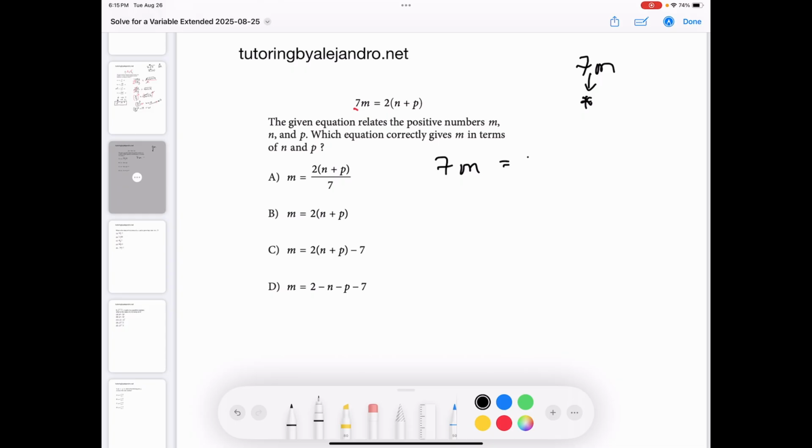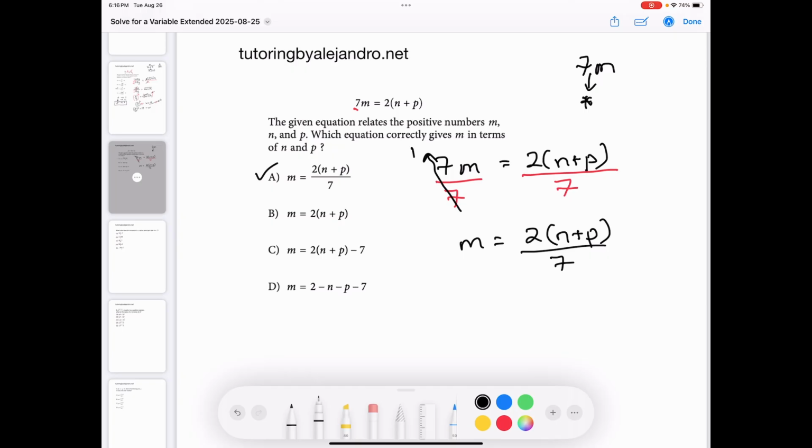Let me just rewrite this, which is division, and I'm going to apply it on both sides. Remember, to the entire expression, okay? So on the left side, I have 7 divided by 7, which is just equal to 1, right? So it means I can cancel that out. And I'm left with m equals 2 times n plus p, all of that over 7. And that means our answer is A.